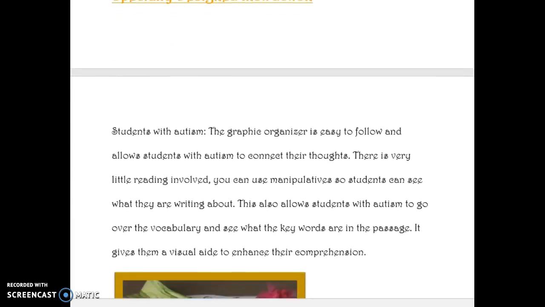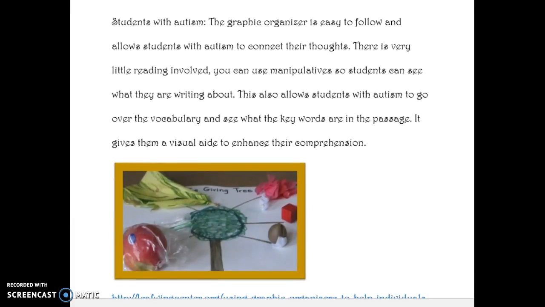Specially designed instruction. For students with autism, the graphic organizer is easy to follow and allows students with autism to connect their thoughts. There's little reading involved most of the time, and you can use manipulatives so students can see what they're writing about. You can also make accommodations for students with autism, and maybe instead of just looking at a flat piece of paper, it can be a visual aid like this down here, and they can have a piece of lettuce and an apple all connected to their tree, so then they can see whatever the topic is and different ways that they can connect off of that.